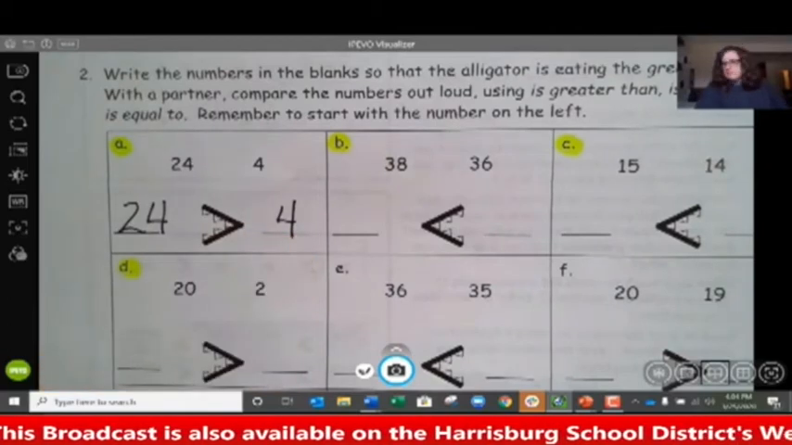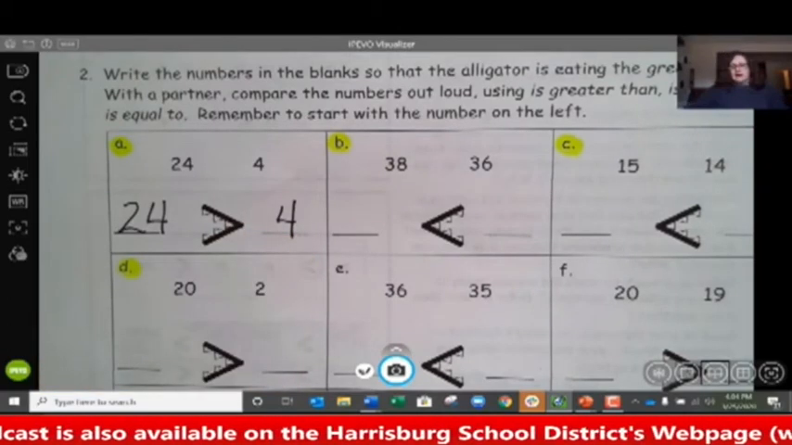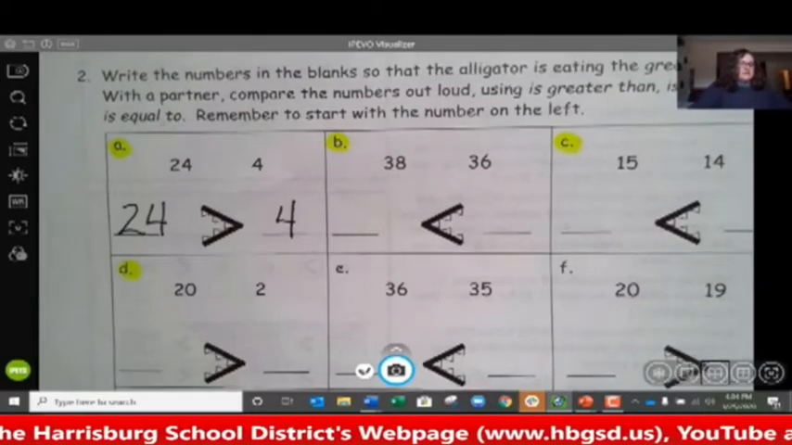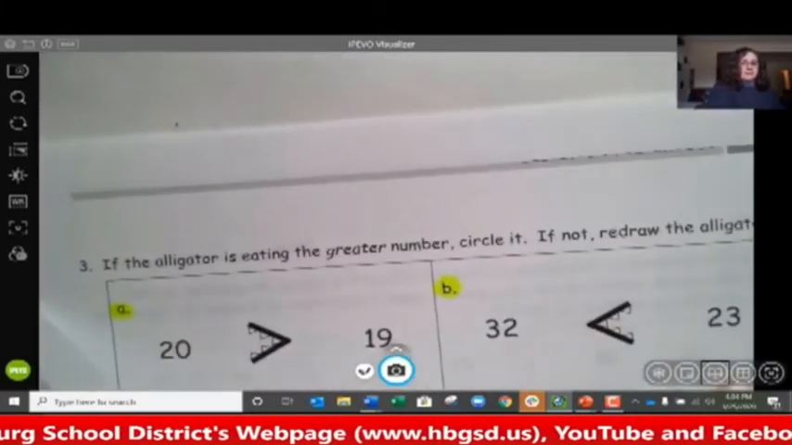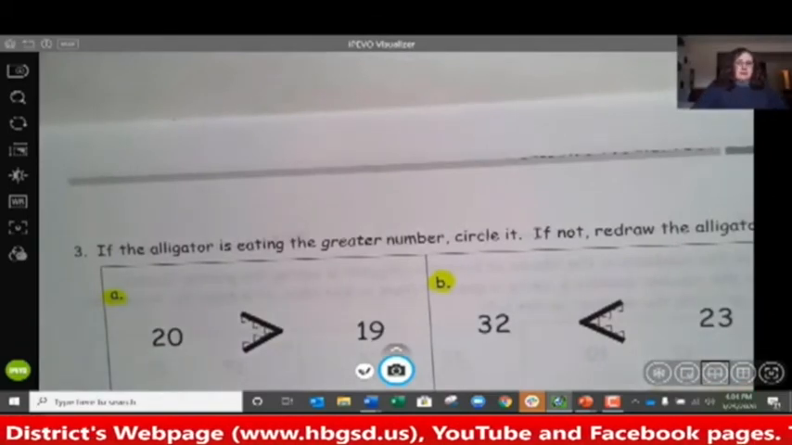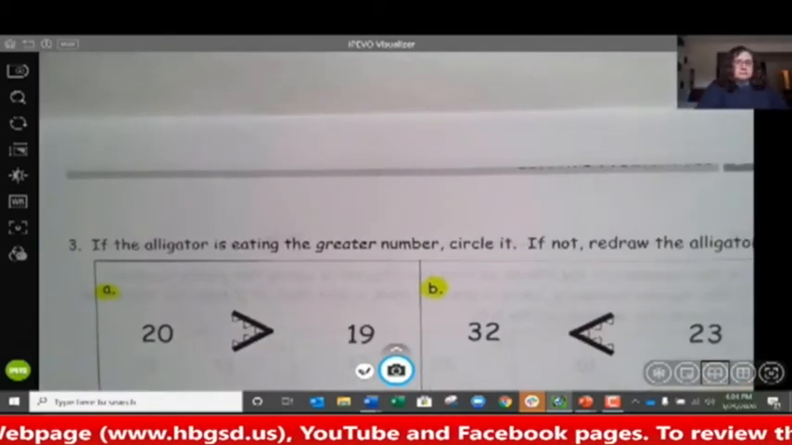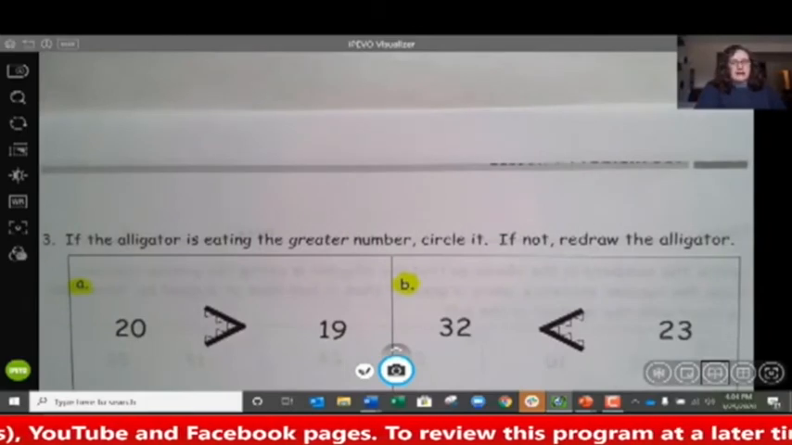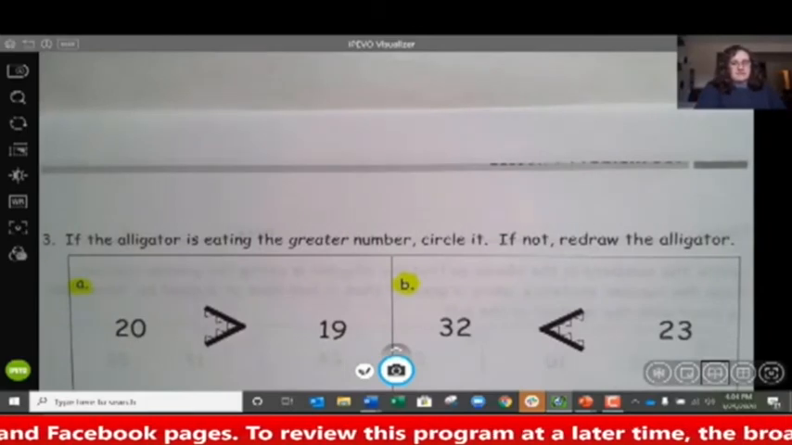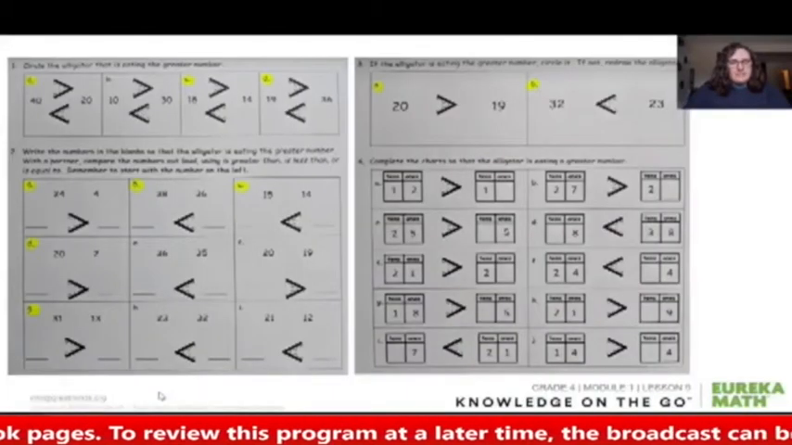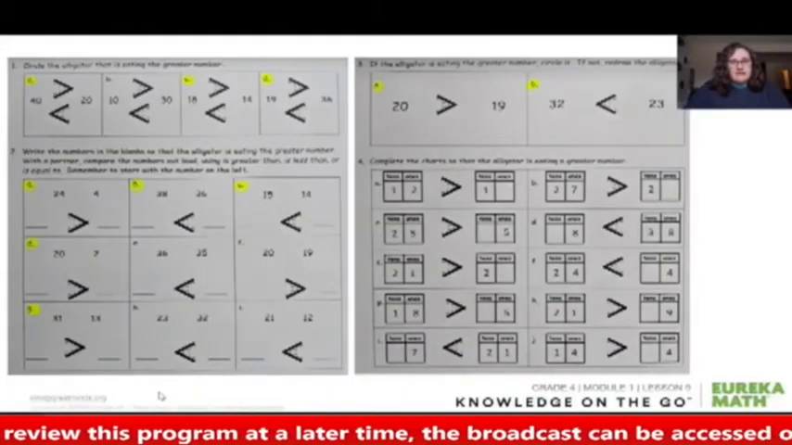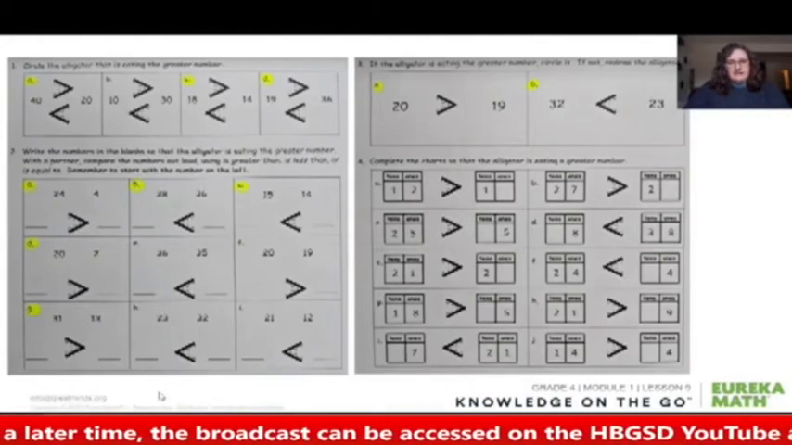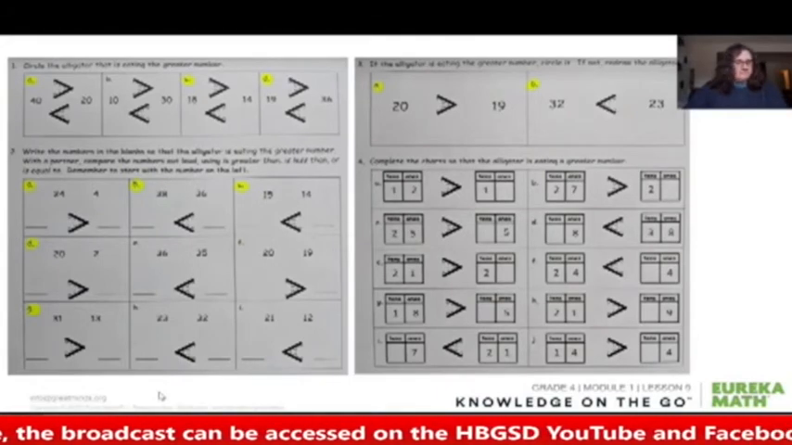You're going to go ahead and finish those off. And then, before you're done, you're also going to take a look at the top of the next page. These, you're going to circle the sign if it's correct, and if it's not correct, draw an alligator that's facing the right way. Go ahead and pause the video, complete the highlighted problems, and then hit play when you're ready. I'll be right here waiting.